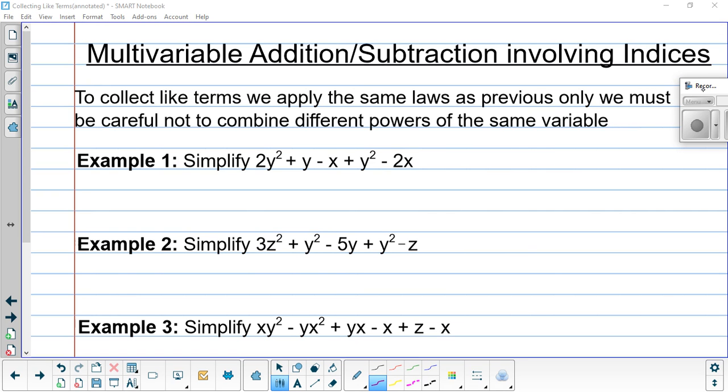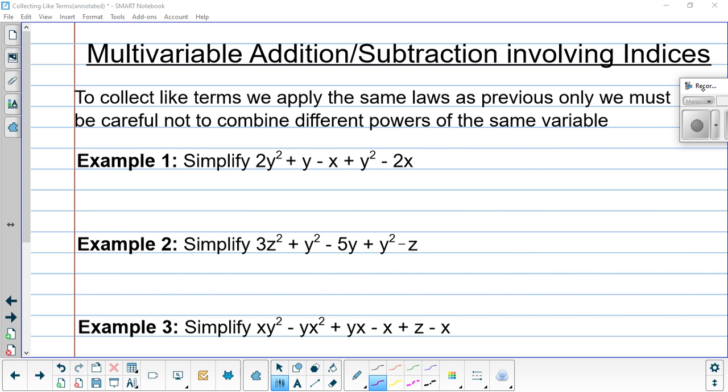Hey, today we're going to look at multivariable addition and subtraction involving indices. So I'm just going to start by saying everything I do every time. There is no real big change from what we've done previously. We've actually done all of this, we're just bringing it together.